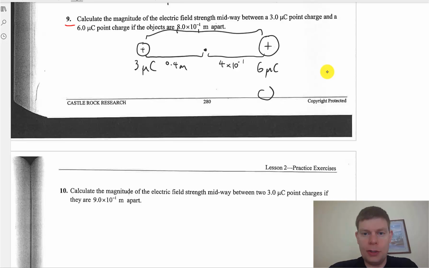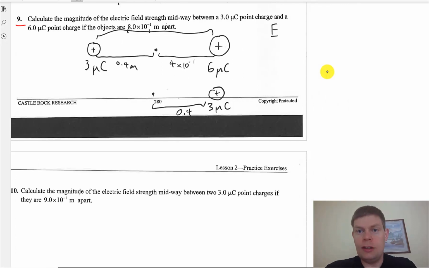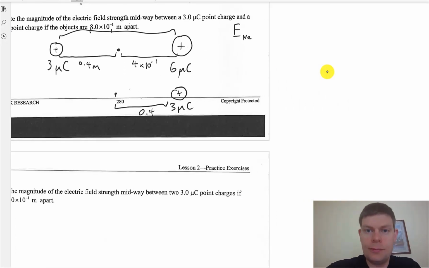An equivalent situation would be 3 microcoulombs, because 3 microcoulombs would cancel with 3 microcoulombs since they're the same distance away and kind of fighting each other, and 0.4. So you could just do kQ over 0.4 squared with this as your Q, and you'll get the same answer. But with the big minus small formula, I'll say your net electric field equals your big electric field minus your small electric field.